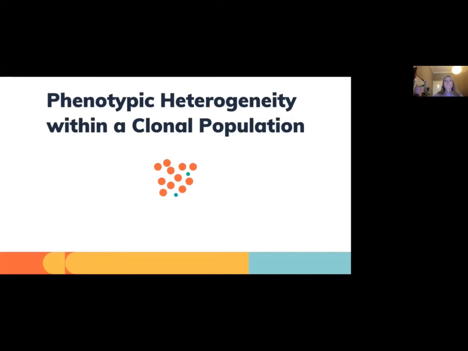And so stochastic differentiation, or bet hedging, means that part of the population will hedge their bets, so random subpopulations with different phenotypes can appear, and they may provide a selective advantage to survive in fluctuating or unpredictable environments.